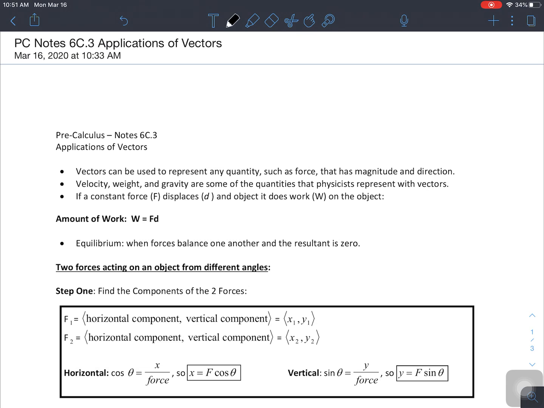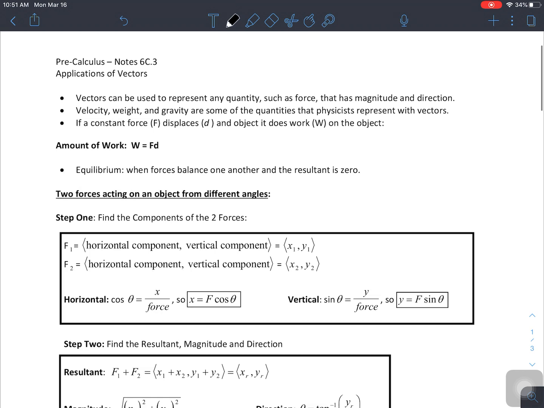Okay, good, thank you. So today I'm going to teach you about applications of vectors. Vectors are really used in the physics world when we look at different forces acting on an object. I'm going to walk you through the steps. My suggestion is that as you see an example, pause the video, try the next one just like you would do in class, and then restart the video to see how you did.